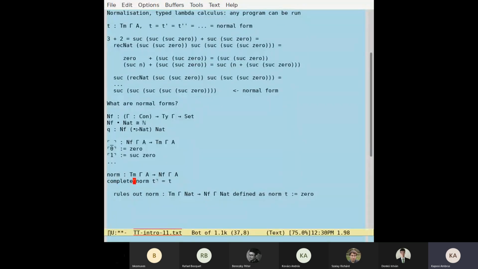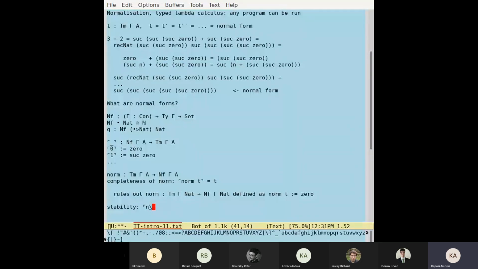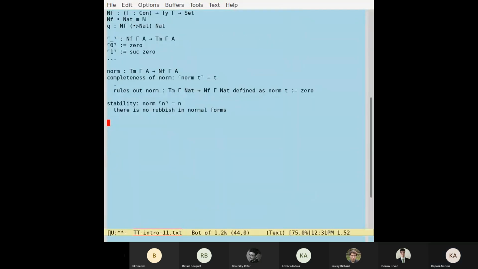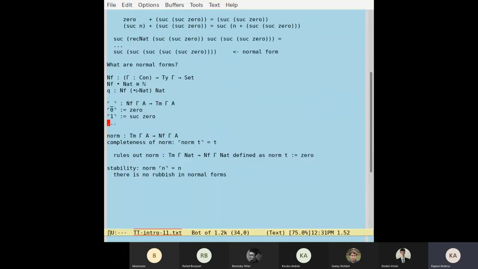And this is called completeness of normalization. And then there's also another property, stability, which says the other way. So if we start with a normal form, let's call it n, then we can quote it back to a term, and then I can normalize it, and I want to get back the original normal form. So this says that there is no rubbish in normal forms. Everything that is in normal form is the image of something which is a term.